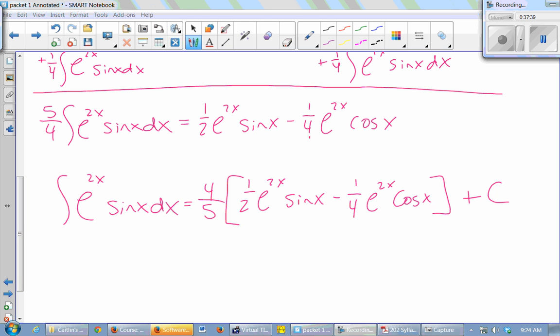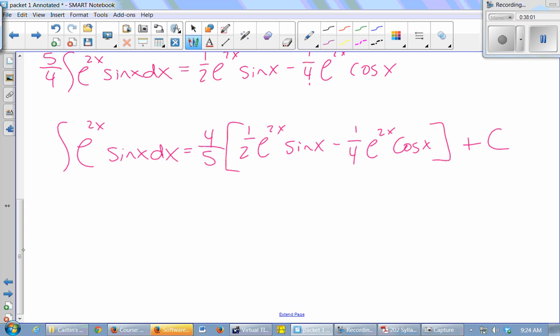Let's try to think of some way that we could check this. I could take the derivative of the right-hand side, and I should end up with the integrand, right? That would be the best way to check it. But taking this derivative involves the product rule twice. It's going to be messy. So something I could do is a definite integral and just check that it comes out correctly. If I wanted to go from 0 to 1, I could plug in a 1, plug in a 0, subtract them, and then have the calculator do it also and make sure you get the same number.